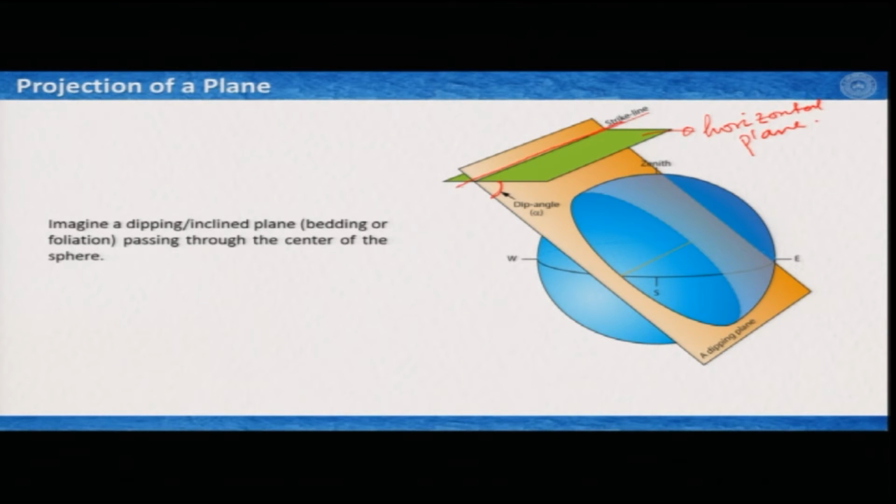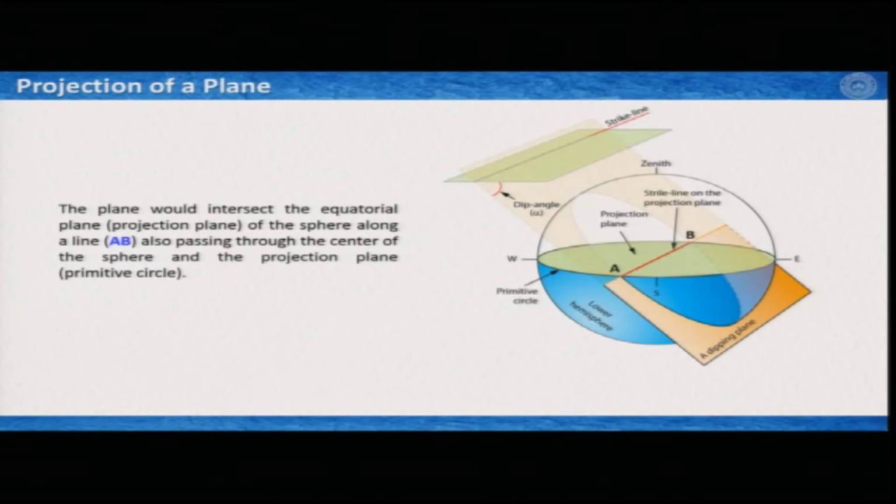Now, this plane is inserted in such a way through this circle that it passes through the center of the sphere. Again, we are concerned with the lower hemisphere, so I made the top part a little transparent to get better focus on the lower hemisphere. And what we see here is that when this plane passes through the center of this sphere, it intersects the projection plane, or the primitive circle, along a line A and B. Okay? Now, this line is very important because this is your strike line.